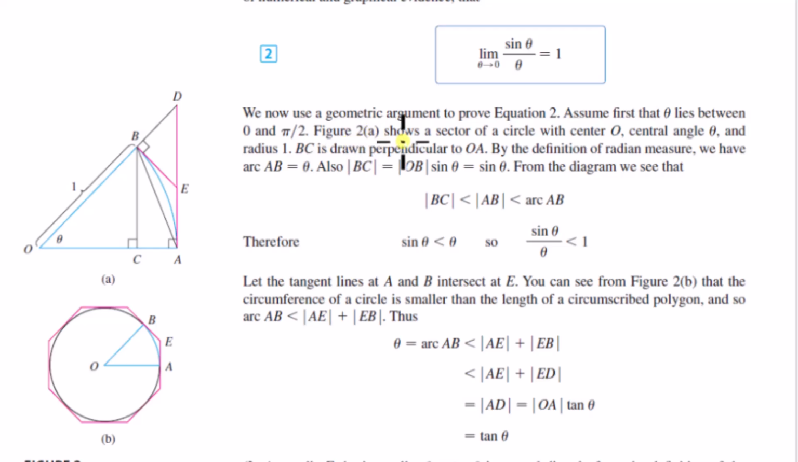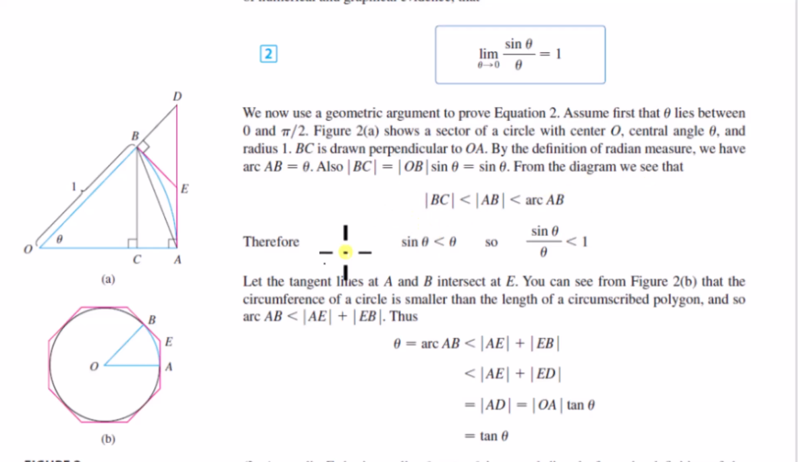Figure 2a shows a sector of a circle with center at O. So you have this sector of this circle, AB, with center at O, and there's theta between 0 and pi over 2. This circle has radius 1, all right? Now, BC is drawn perpendicular to OA. By the definition of radian measure, the arc length of AB is equal to theta. Also, the length of BC is equal to the length of OB times sine of theta. From the diagram, we see that.